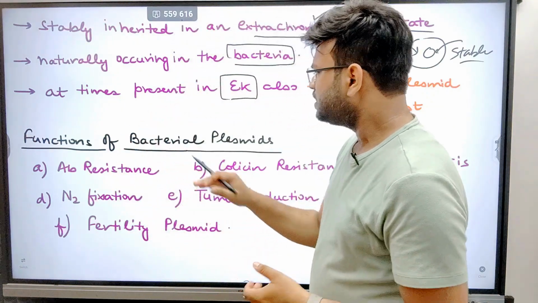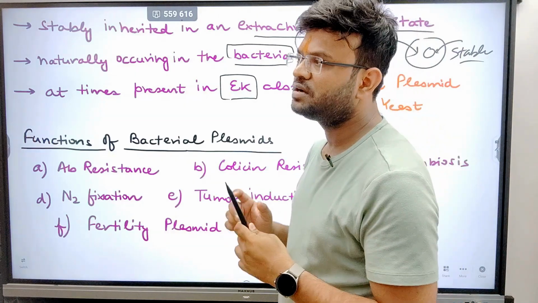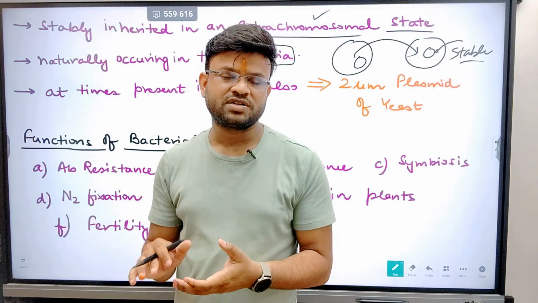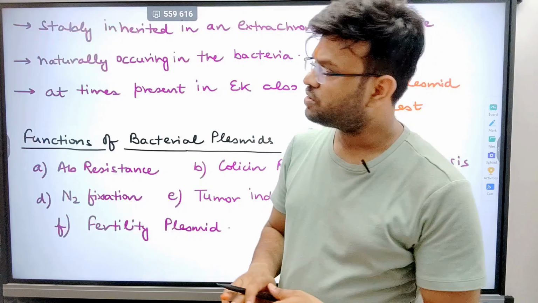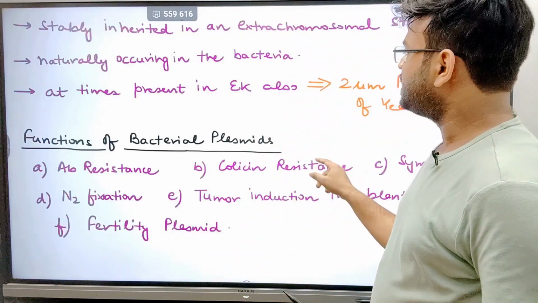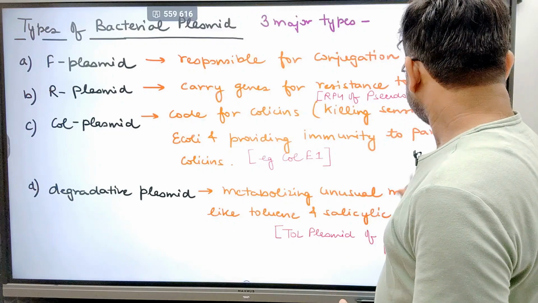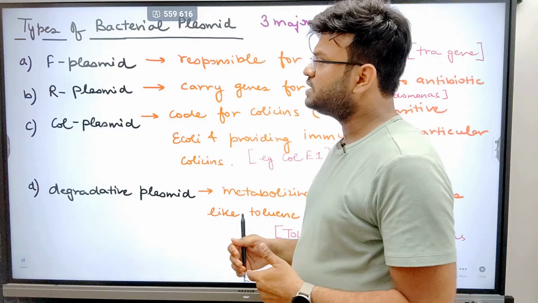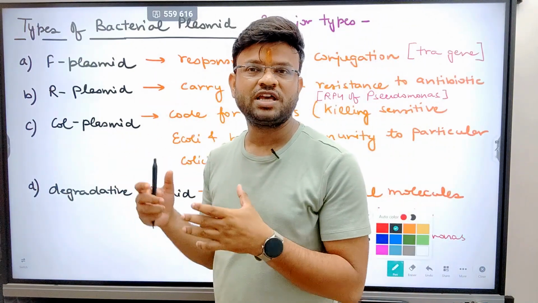Next, we have to talk about the functions of bacterial plasmids, but I would prefer talking about the types of plasmids first, and then I would be coming to the functions of plasmids. So let us now move on to the different types of plasmids. Obviously there are a number of different types of plasmids, and we would be talking briefly about each one of them.